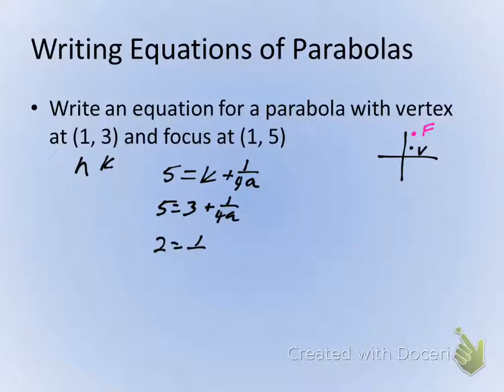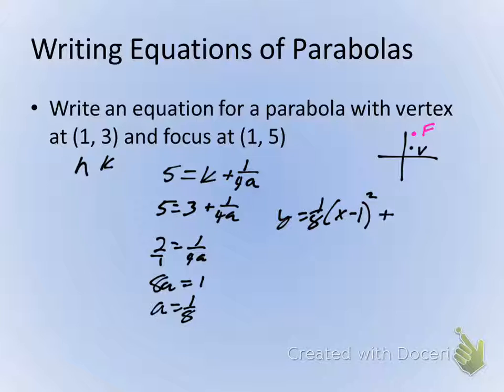Cross multiply. 8a equals 1. A equals 1/8. Write the equation. Y equals 1/8 x minus 1, quantity squared.